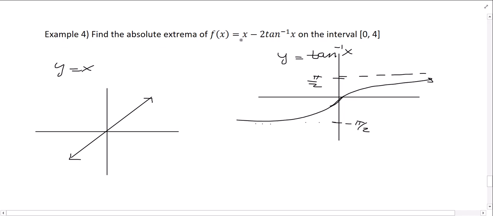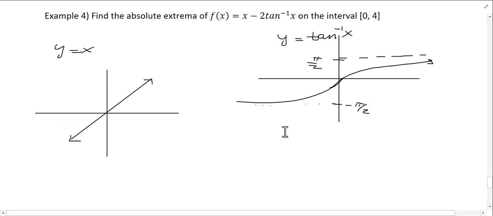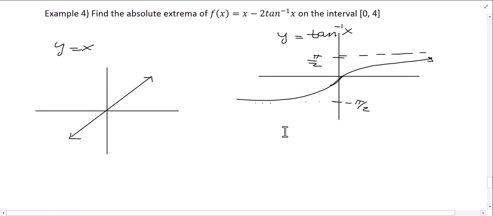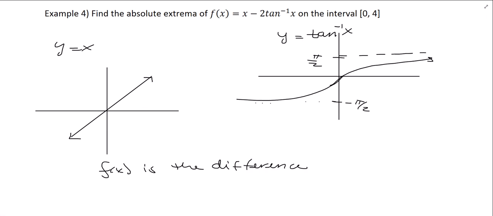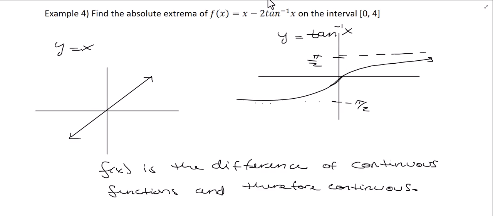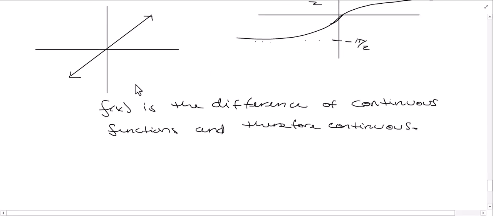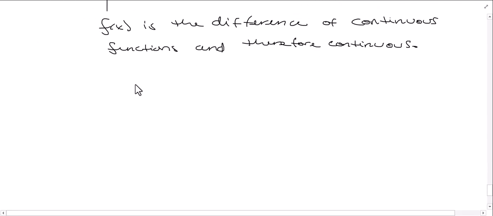When you have a constant, it's still going to be continuous. So you have the difference of two continuous functions. Back from chapter 2 when we went over continuity, the sum or difference of continuous functions is continuous. So we can say f of x is the difference of continuous functions, and therefore is continuous on the closed interval. And since we have a closed interval, by the extreme value theorem, the function will attain its absolute max and its absolute min on that interval, either at the endpoints or at the critical numbers.